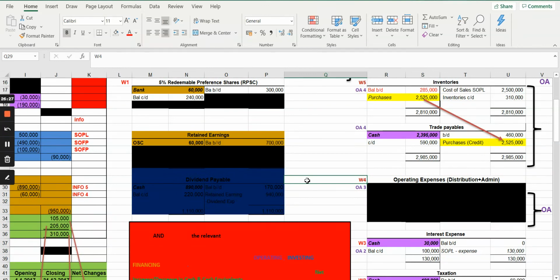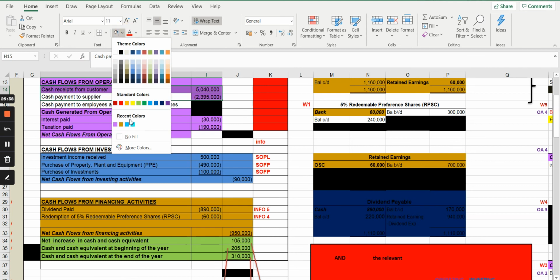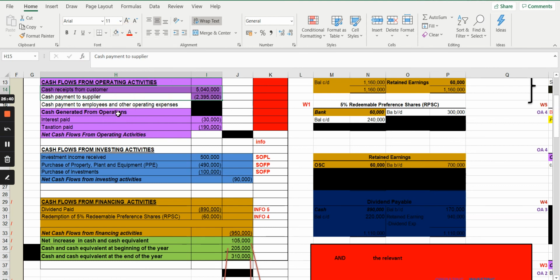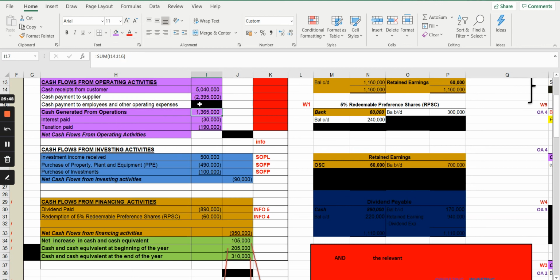Next is to find out what are the last item. We are almost done, which is cash. This one we are done, right? I put the purple there. You're going to find out this, our last item. And we should get this figure for your cash generated from operation. So meaning that now this is the last item that we're going to find.